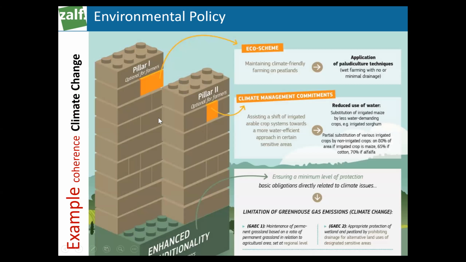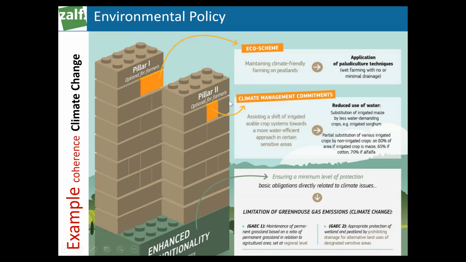I will give you now 3 examples. Example 1 is the climate change. In Pillar 1, you have the eco-scheme now designed by the member state. They will do maintaining climate-friendly farming on peatlands. And on the peatlands, of course, a lot of CO2 is fixed there, and we need to avoid a release of CO2 emissions. That means application of paludiculture techniques, a certain technique that hinders CO2 release.